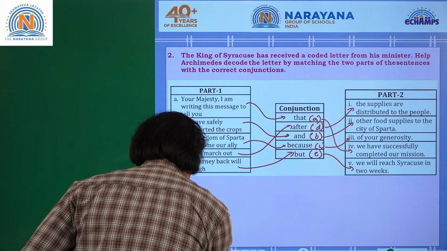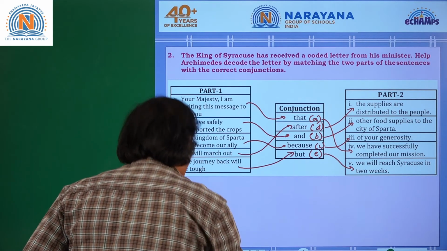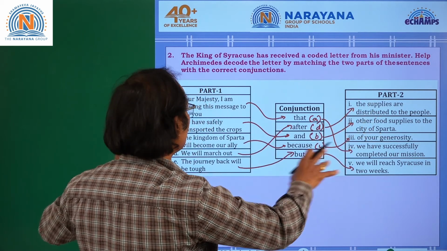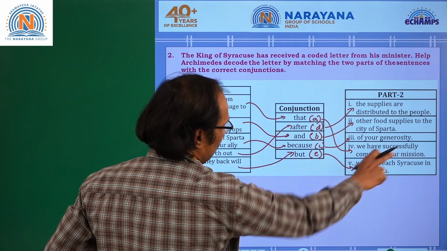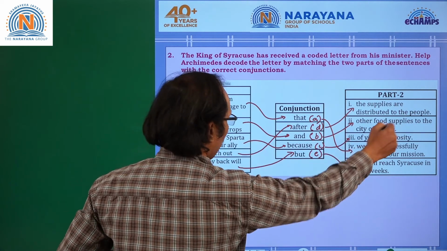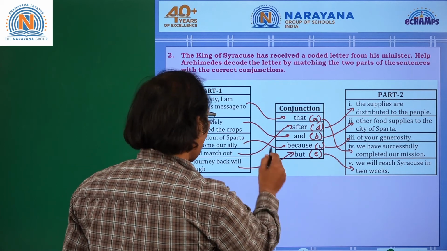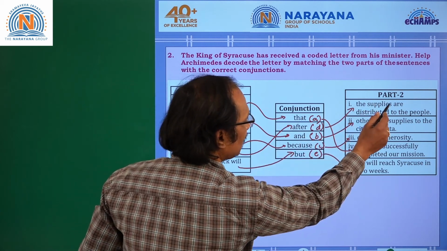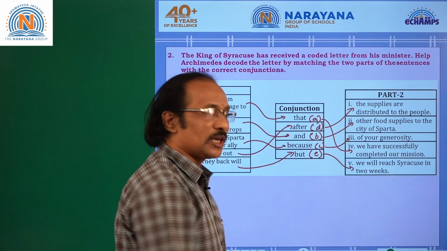So write these sentences in your notebook so carefully. Here the space is not sufficient for me to write, but I have given you the arrows how to connect these two sentences. Your Majesty, I am writing this message to tell you that we have successfully completed our mission. We have safely transported the crops and other food supplies to the city of Sparta. The kingdom of Sparta will become our ally because of our generosity. We will march out after the supplies are distributed to the people. The journey back will be tough, but we will reach Syracuse in 2 weeks.